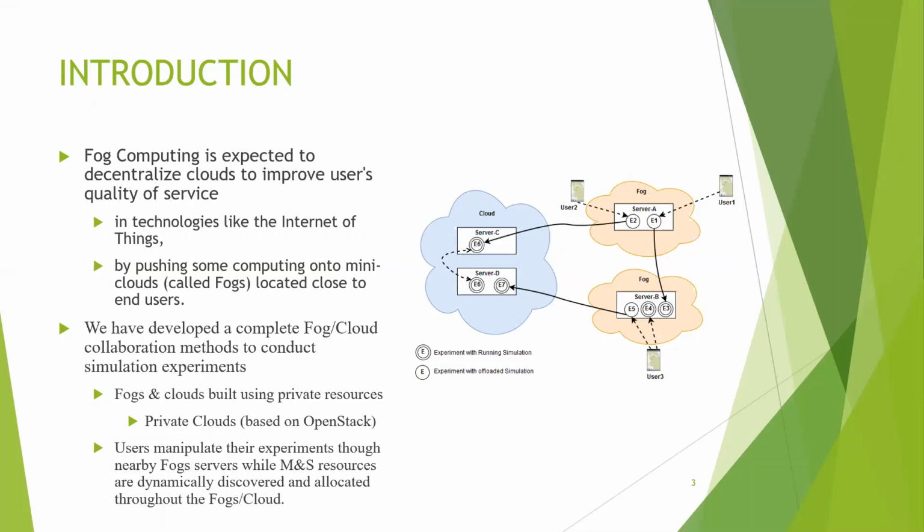We have developed complete fog cloud collaboration methods to conduct simulation experiments as services. Those fogs and clouds were built using our private resources, and they were our private clouds, based on the OpenStack cloud operating system. Users can manipulate their experiments through nearby fogs, which run the fog cloud collaboration methods that we have already developed and need to model today on a large scale. They are supposed to dynamically discover and allocate simulation resources for those users' experiments.